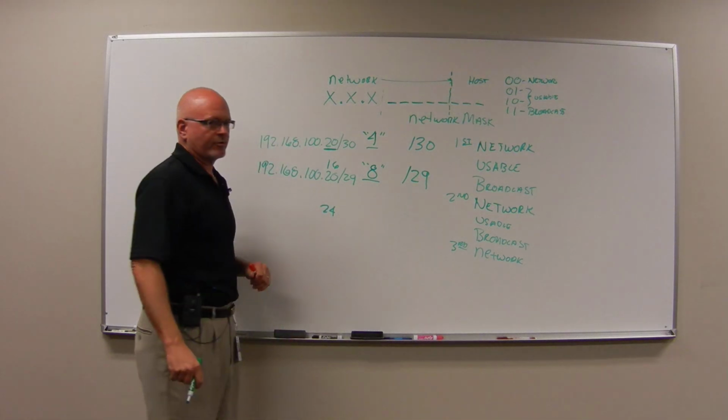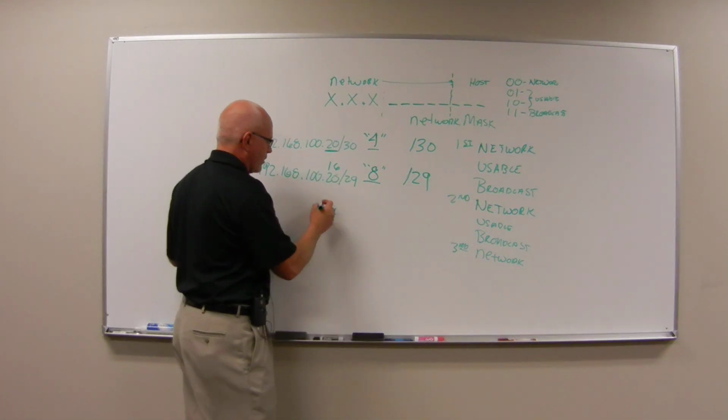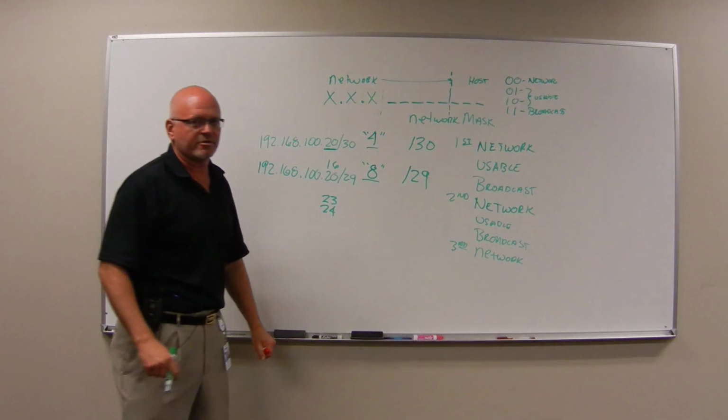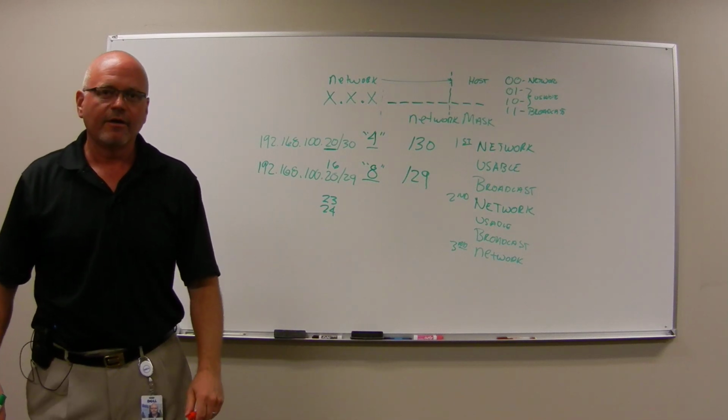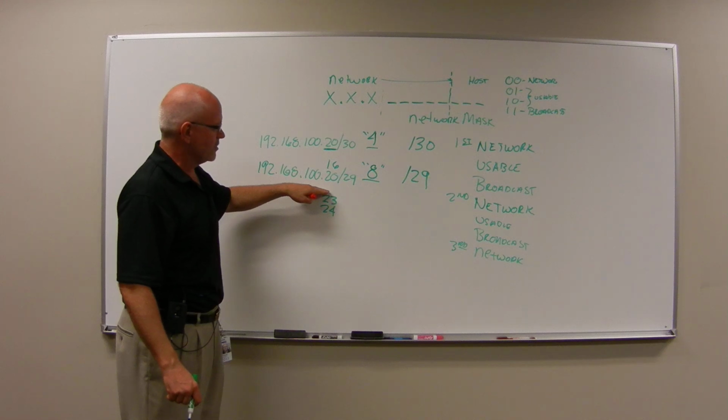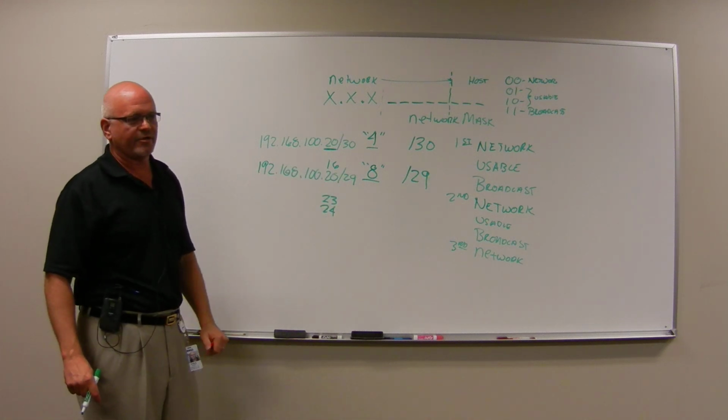So the 20 address is part of the 16 network. The 16 network will have a broadcast address of 23. Everything between 17 and 22 are usable host addresses.